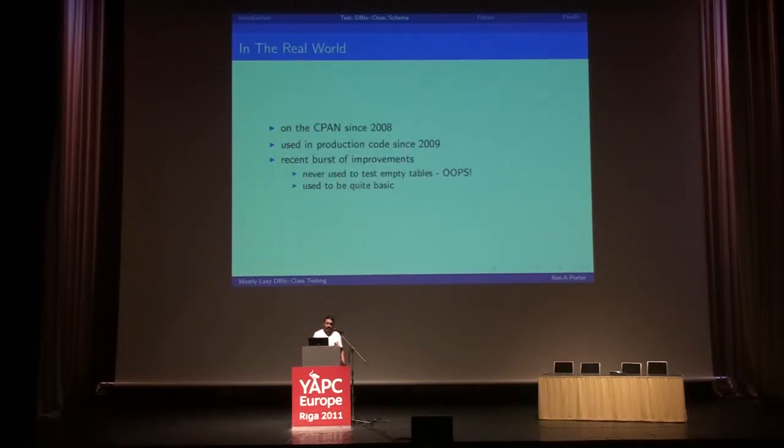In the real world, it came out of my head at the end of 2008 for a large project, Net-Porter. We've been using it for the production code since 2009. Thanks to one of the guys at work, it's had a lot of improvements. It tests a lot more than it used to: the relationships, some of the columns, I'll cover them in a minute.